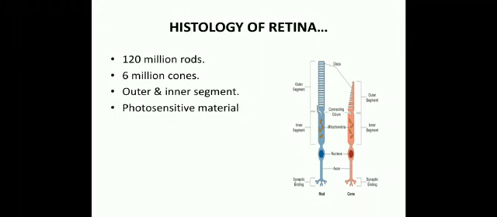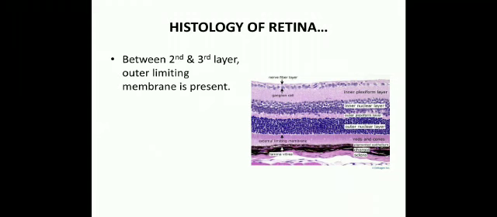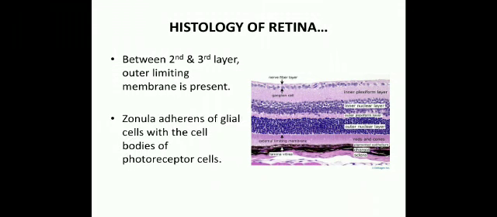They have the photosensitive material, the rhodopsin or visual purple, present in the rods, and iodopsin is present in the cones. Between the second and the third layer, there is the outer limiting membrane. Here the zonula adherens of the glial cells with the cell bodies of the photoreceptor cells are present.